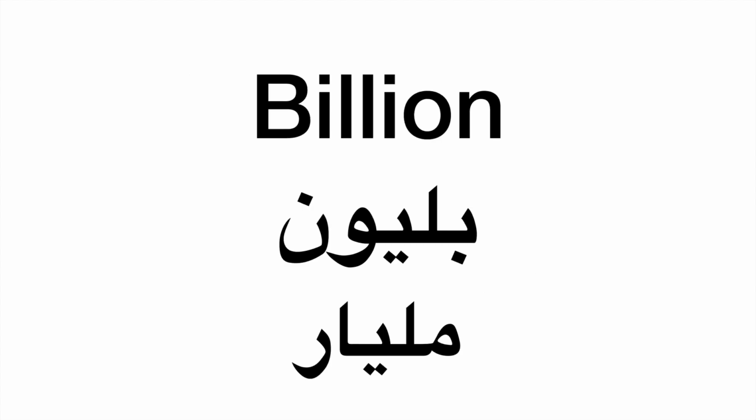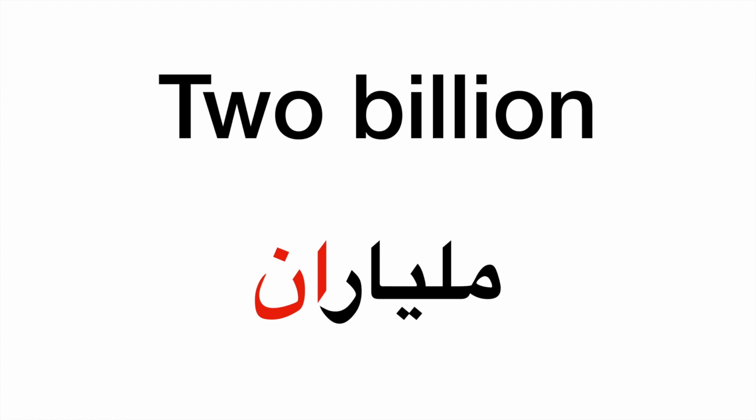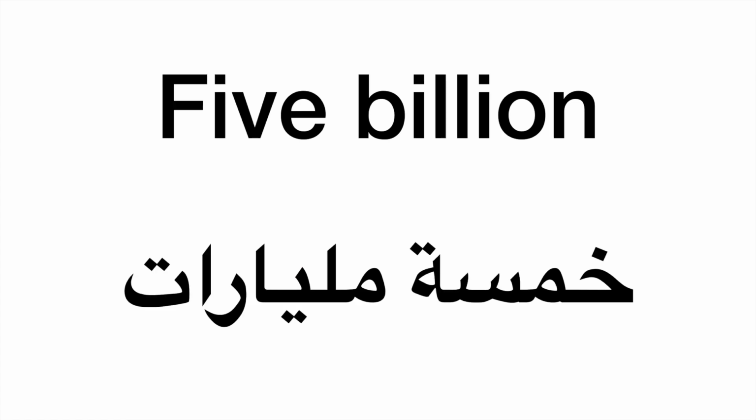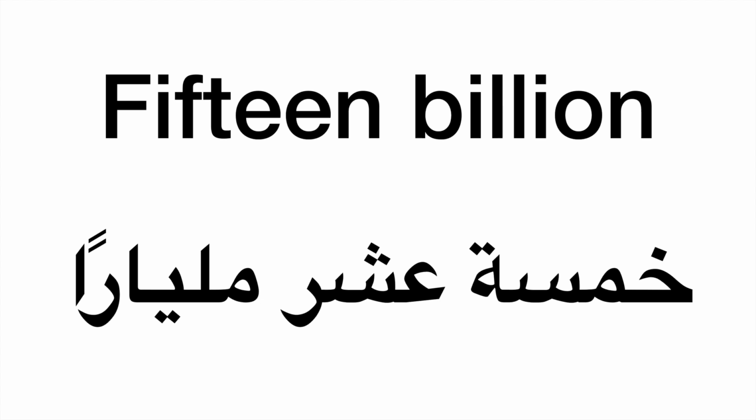Next, a billion. Well, there are 2 words in Arabic for a billion. There's billion, which sounds almost the same, and milliard. The French one is more common, milliard, so we'll use it more. 2 billion, ملياران. 5 billion is خمسة مليارات. The plural of مليار is مليارات. 15 billion, خمسة عشر مليارا.